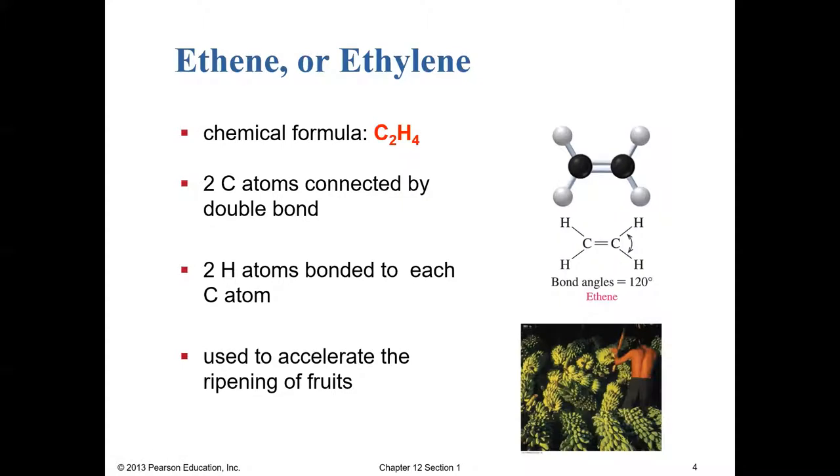Now the simplest alkene that you can make is considered ethene, also known as ethylene. That's the common name. It's used to accelerate the ripening of fruits. You commonly see that used in trucks when fruits are usually picked green to get to market. It is two carbon atoms connected by a double bond. And then on each side, you have two hydrogens, making sure that everything has a completed octet.